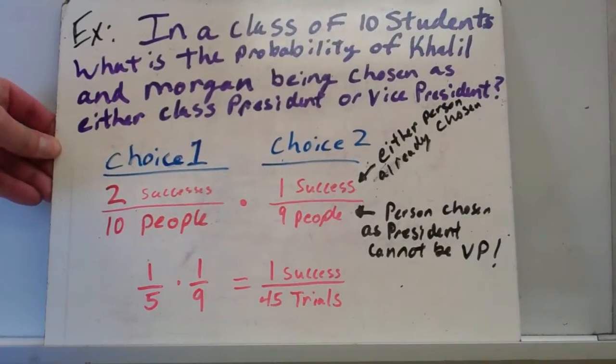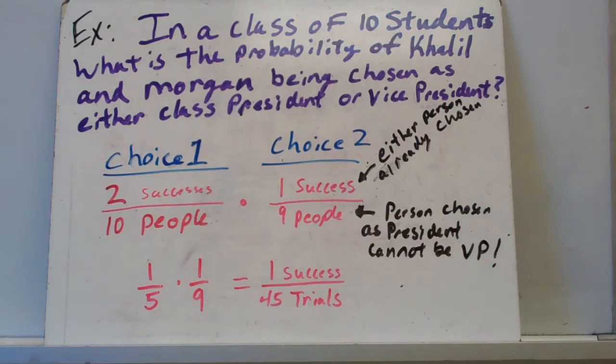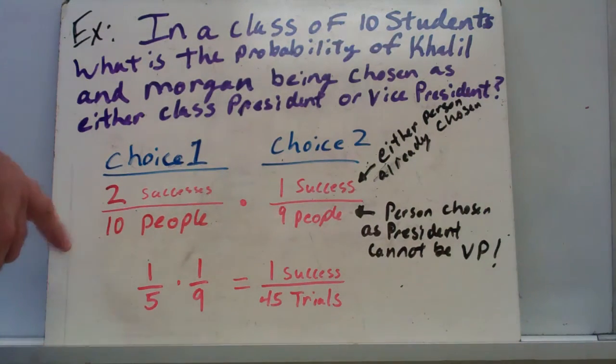All right, and then in this next example, in a class of 10 students, what is the probability of Khalil and Morgan being chosen as either class president or vice president? There are a total of 10 people, 10 possible outcomes. Only 2 of them are the people we want. So we have Khalil and we have Morgan. So we can reduce that probability down to 1/5.